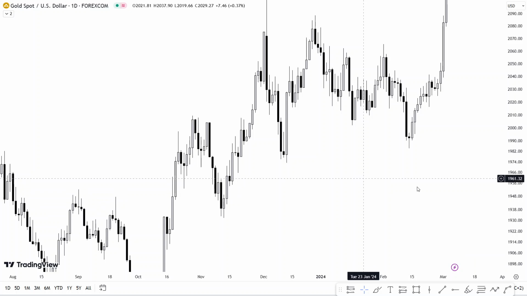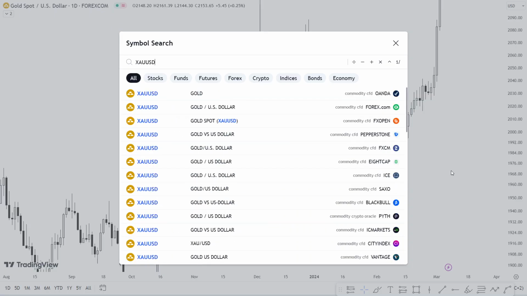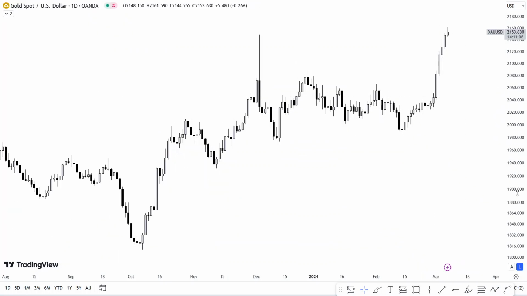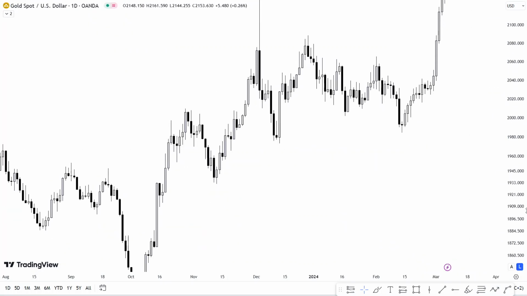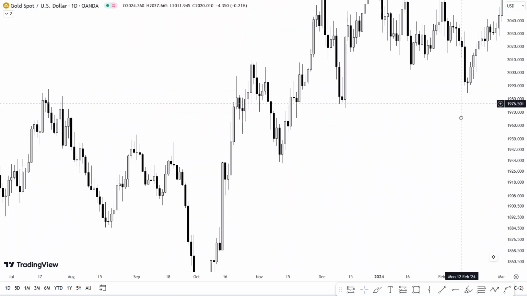I'm not seeing anything yet. Not seeing anything. I'm just gonna look for the ones which I had setups on, because these charts are a bit different from each other. XAUUSD. Let's check on Oanda because I'm seeing a slight difference with the charts. A little bit of a difference with the charts.